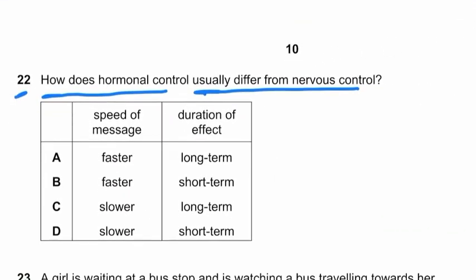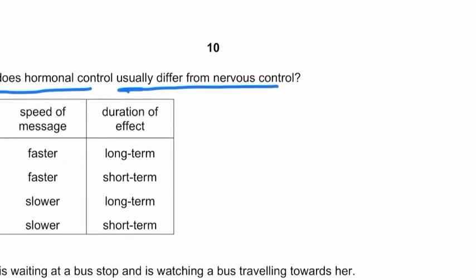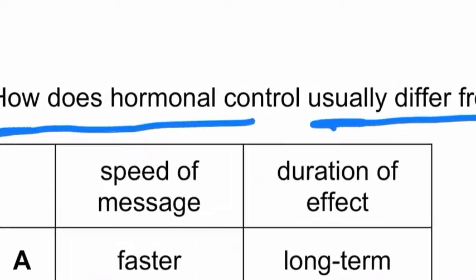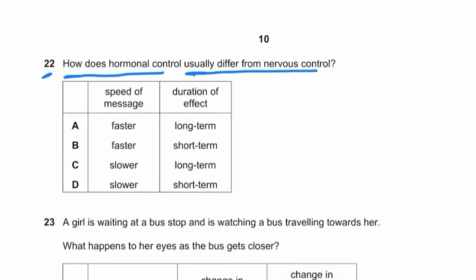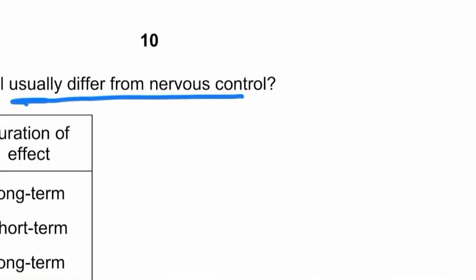So in nervous control, the message is in the form of electrical impulses which travel very rapidly. In case of hormonal control, the message is in the form of hormones which travel in blood and they travel slowly as compared to the electrical impulses. And in hormonal control, the hormones act for a very long time. Their duration of effect is long term, whereas if we talk about the nervous control and electrical impulses, the responses are short lasting and duration of effect is short term.